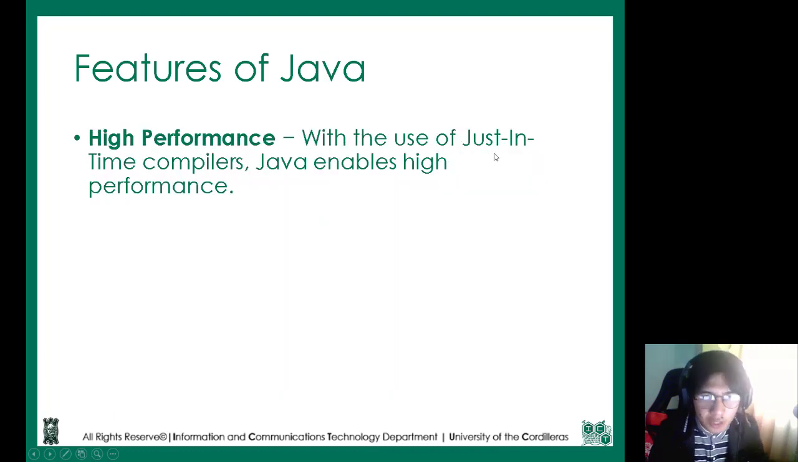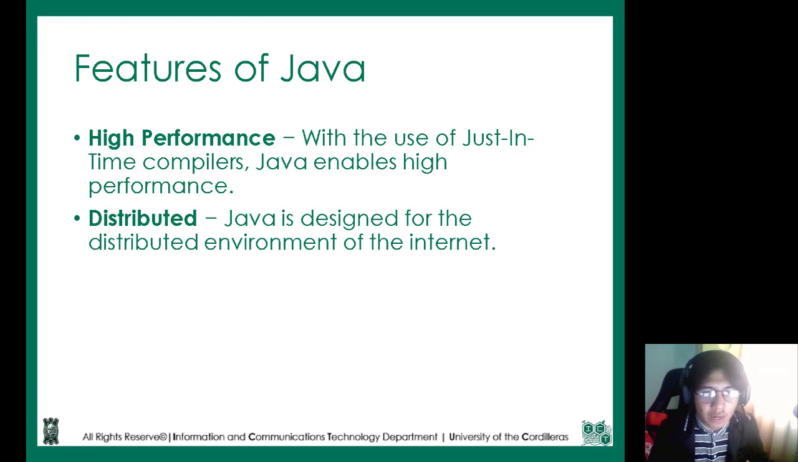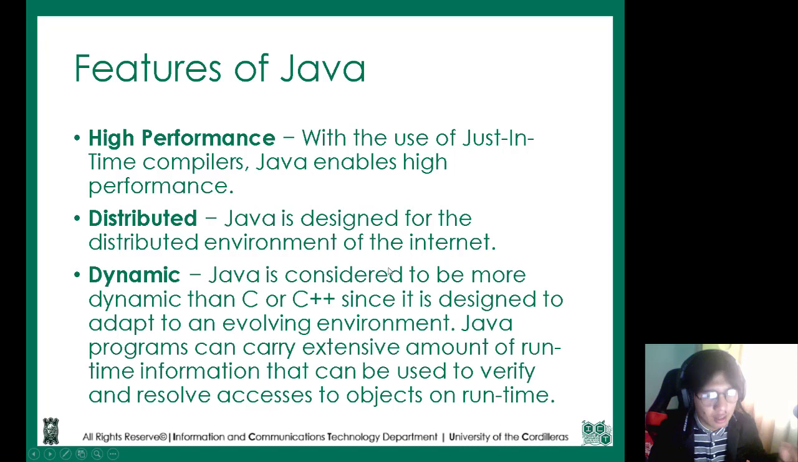Another feature of Java programming is high performance. Okay? Compared to other programming languages in terms of compile time and runtime, Java can now perform faster than before. The Java environment can now be distributed all over the internet. That's a good thing. Dynamic.